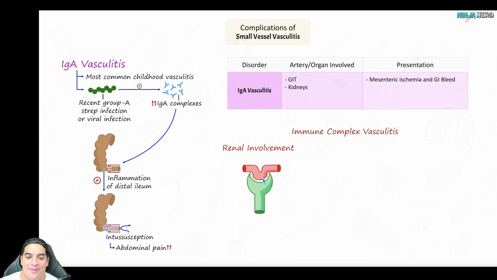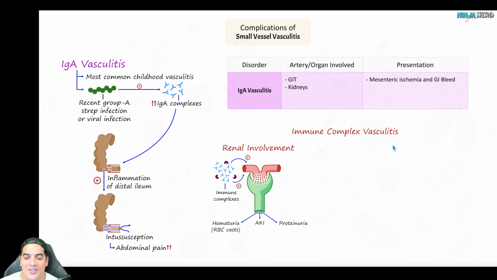Guess what else it loves to hit? The renal vessels, the glomeruli. It can cause inflammation of the glomerulus. If it inflames the glomerulus, what's it going to do? It's going to cause hematuria, proteinuria. It doesn't necessarily cause as much of an acute kidney injury, but it is possible.